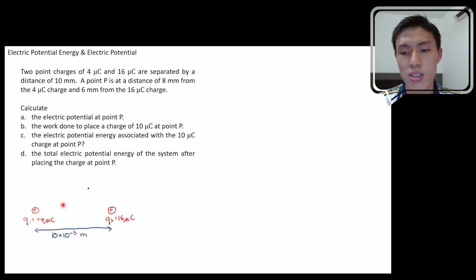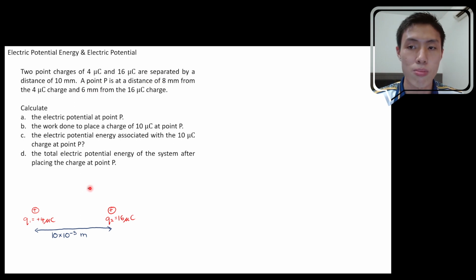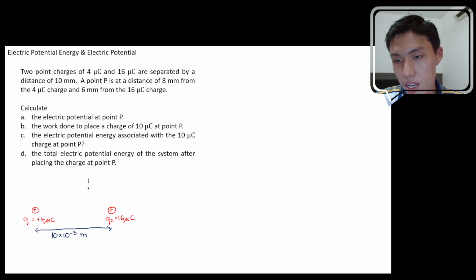Okay, it cannot be on the same line as Q1 and Q2, because if it's on the same line as Q1 and Q2, then the distance from Q1 to point P, summed up with the distance from Q2 to point P, should be equal to 10 mm, but it's not the case. We know that 8 plus 6 is 14, so it's more than that. So definitely point P will not be on the same line as Q1 and Q2, probably somewhere above here. Okay, so I'll label this point as point P. Then I will label the distance as well.